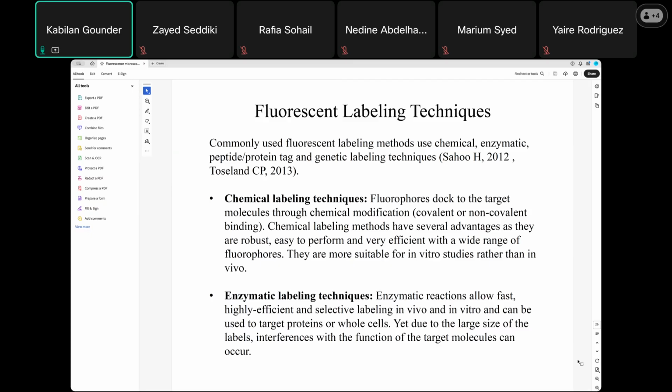One is chemical labeling techniques. The fluorophores dock to the target molecules through chemical modification, that is, covalent or non-covalent binding. This method has several advantages as it is robust, easy to perform, and very efficient with a wide range of fluorophores. This chemical labeling technique is suitable for in vitro studies rather than in vivo.